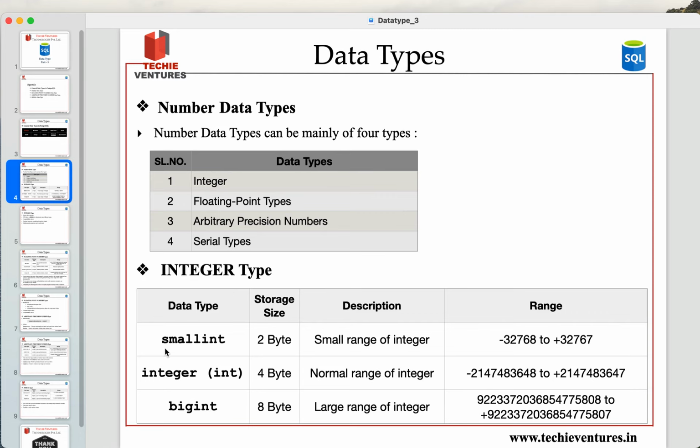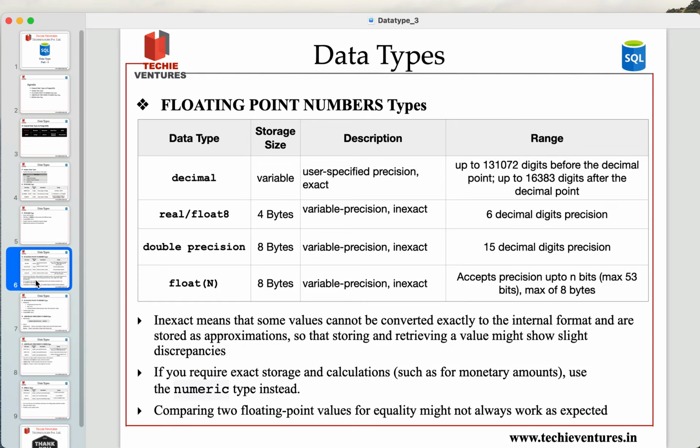We have seen all these data types in detail in our last section, and we have also done a lot of practicals for them. In case you have any questions, please feel free to post them in the comment section. In today's session, we are going to mostly talk about floating point numbers in detail.